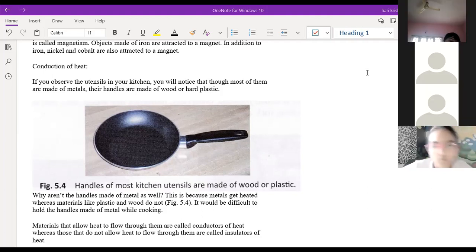So based upon the conduction of heat, you can also classify the elements or substances into different groups.